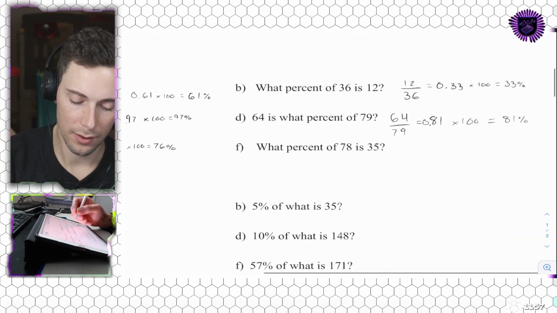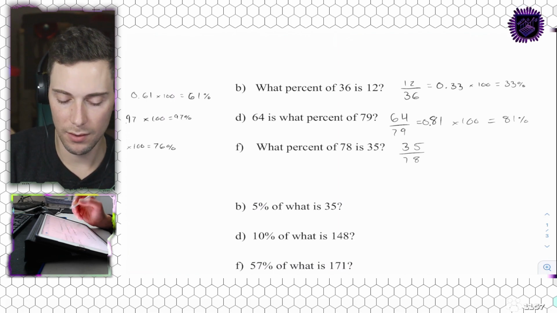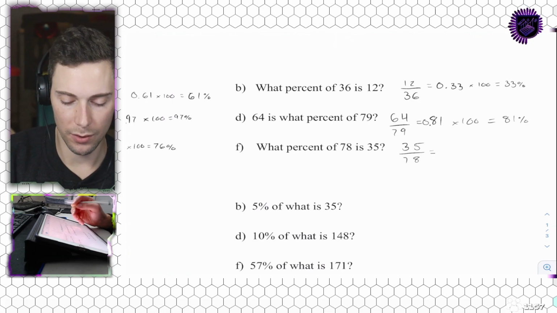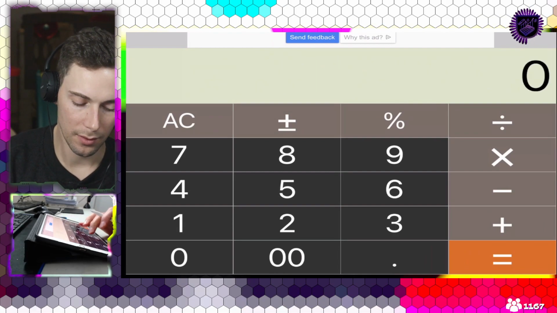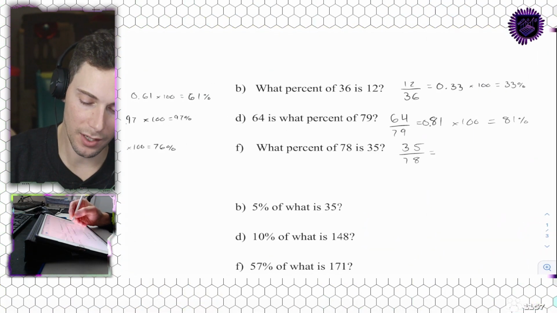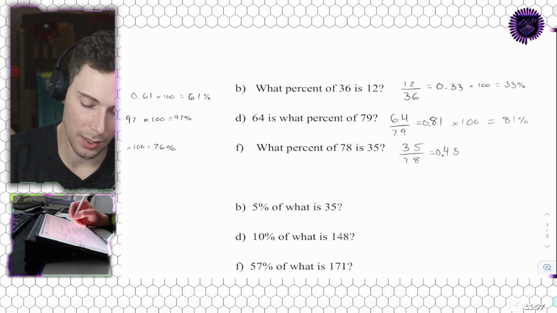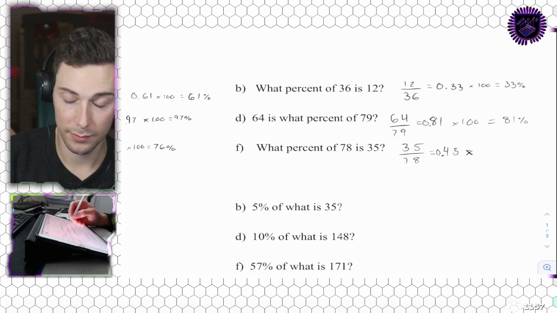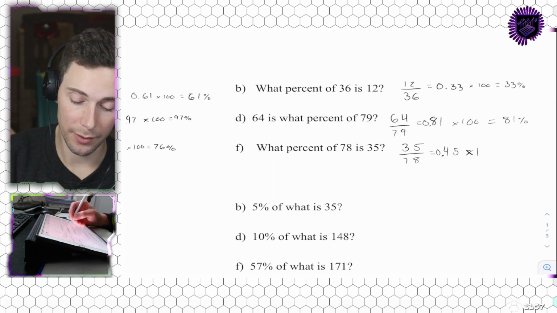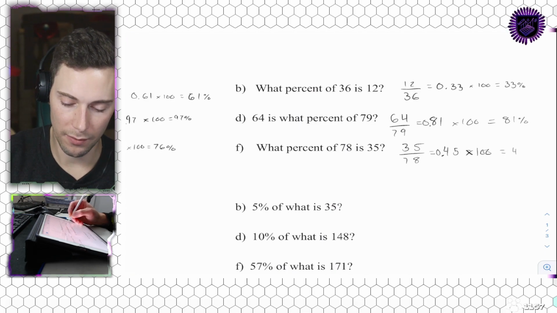3F. So this is going to be 35 over 78, and when I do that math, 35 divided by 78, it's going to equal 0.45, rounding up. 0.45 decimal. We're going to multiply that by 100 to get our percentage, which will be 45%.